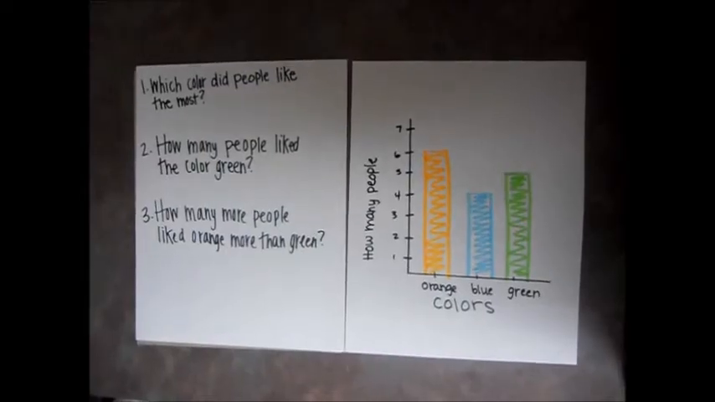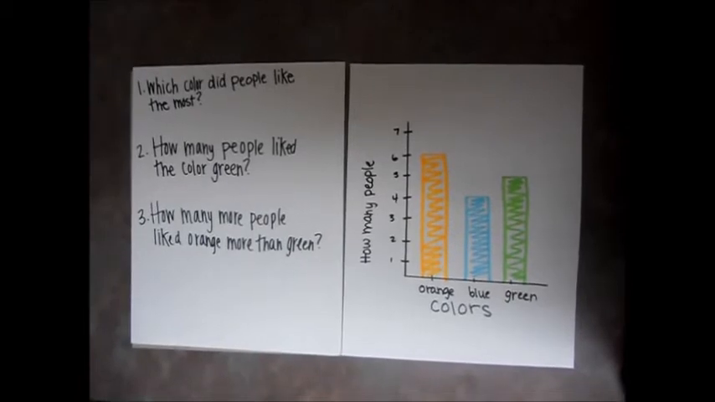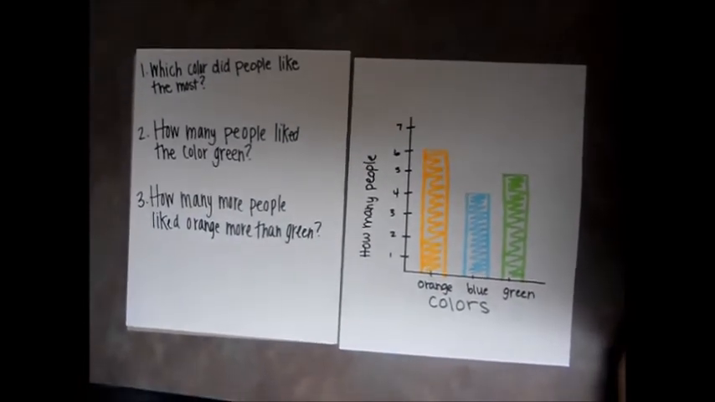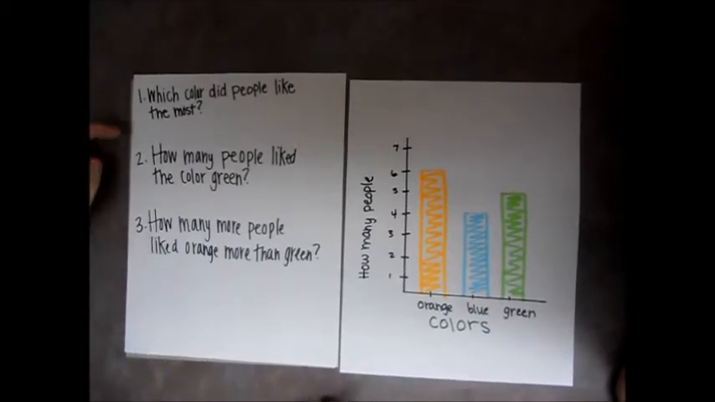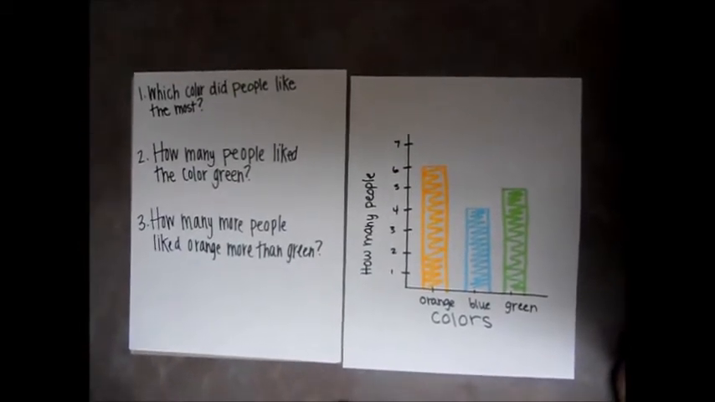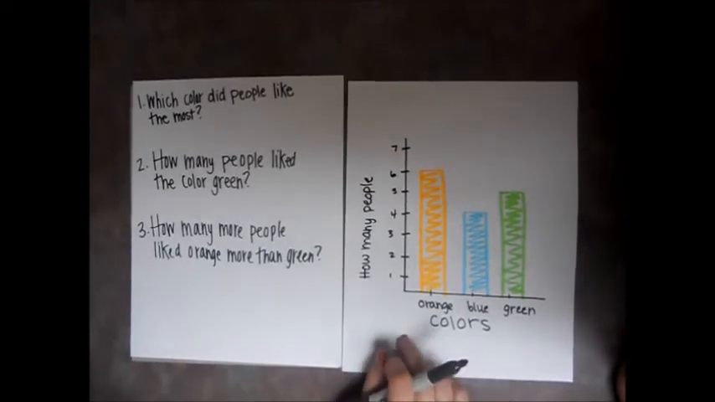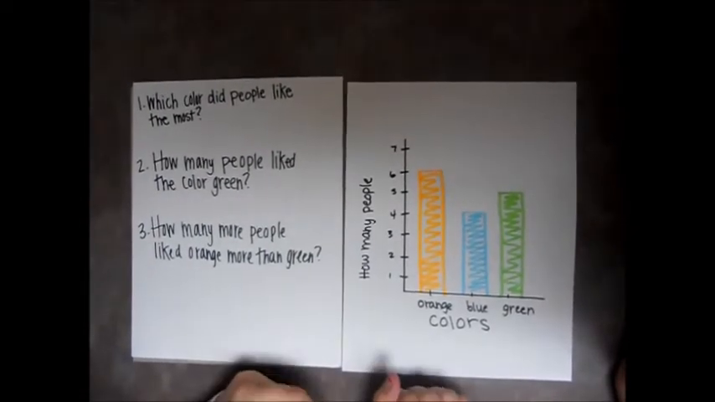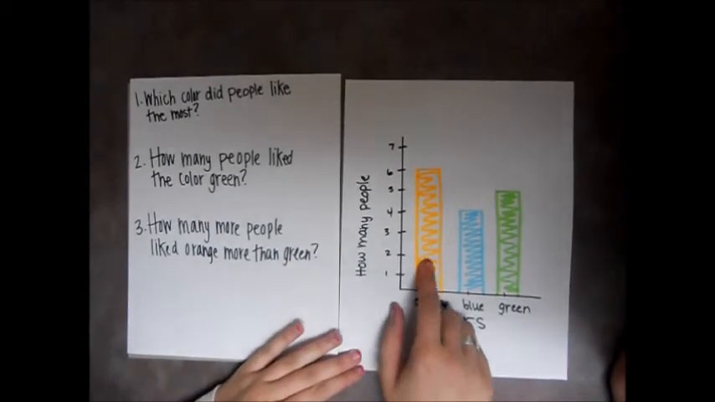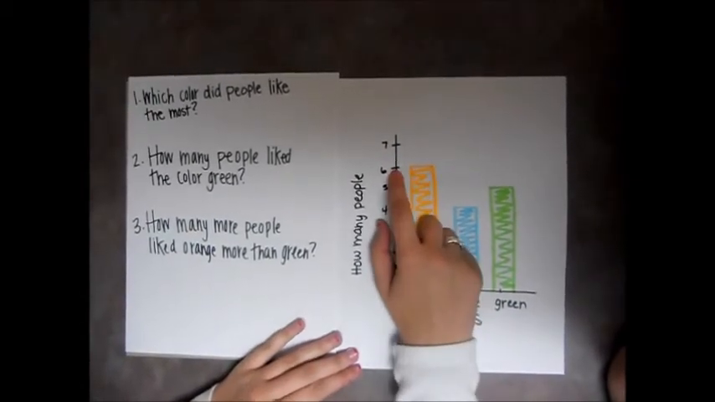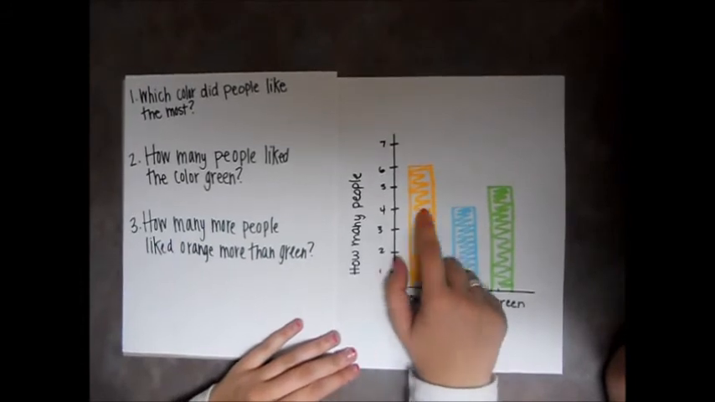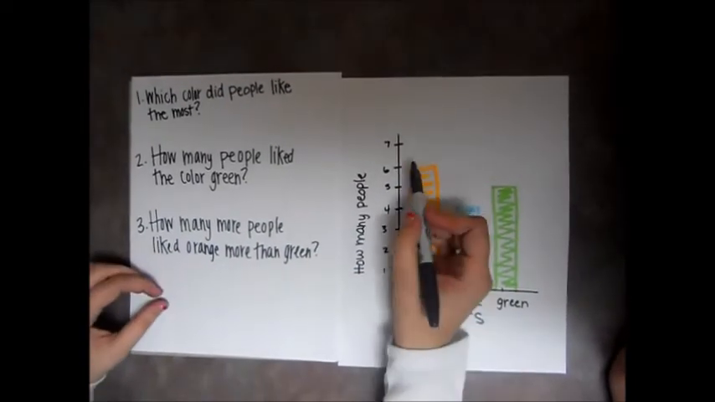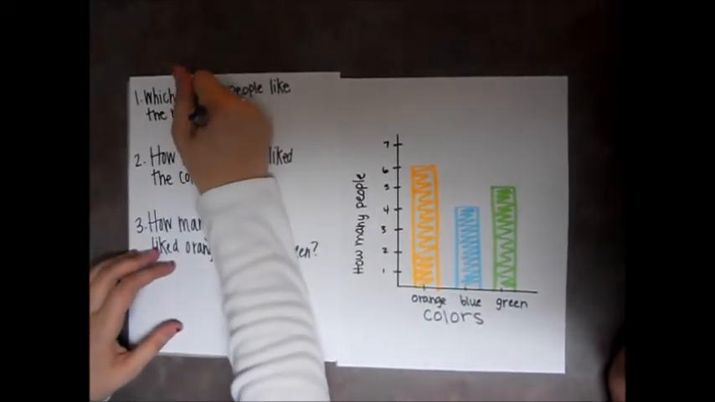So now after we have all of our data in a visual form, we are going to answer a few questions about the data that we've gathered. So number 1, which color did people like the most? So now when we look at the bar chart, we're going to look at these bars and look at the one that is the tallest. And it looks like the orange is the tallest. It goes all the way up to the 6, and the blue's at the 4 and the green's at the 5. So people liked orange the most because it's at the 6. So that's our answer, it's orange.